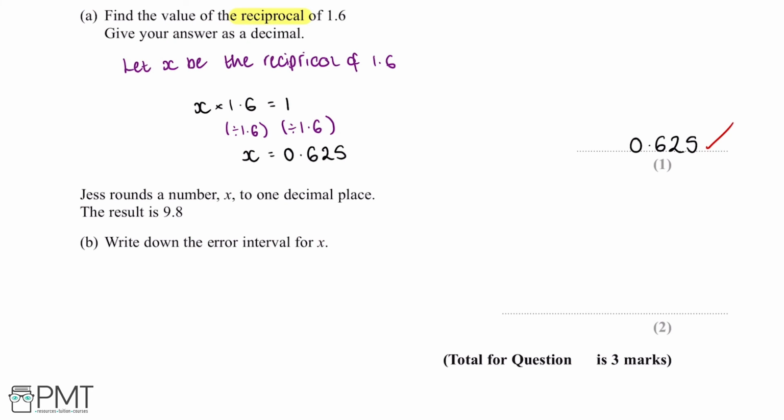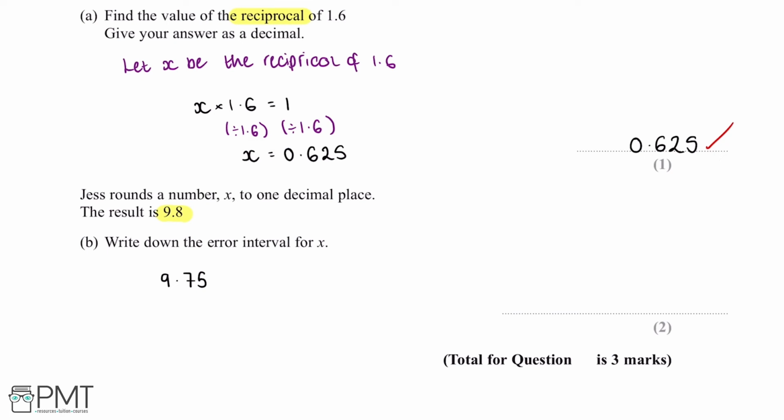Jess rounds the number x to 1 decimal place. The result is 9.8. Write down the error interval for x. So if Jess's result was 9.8, we need to think about the range of values which we would round to 9.8. So if we start with below the number 9.8, we would round any number which is equal to 9.75 or above up to 9.8.